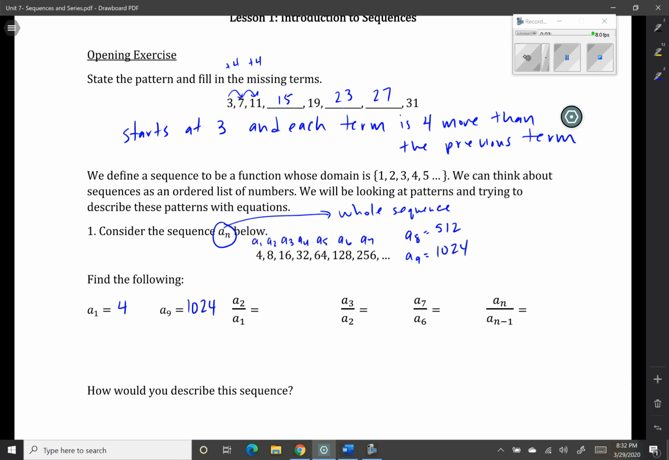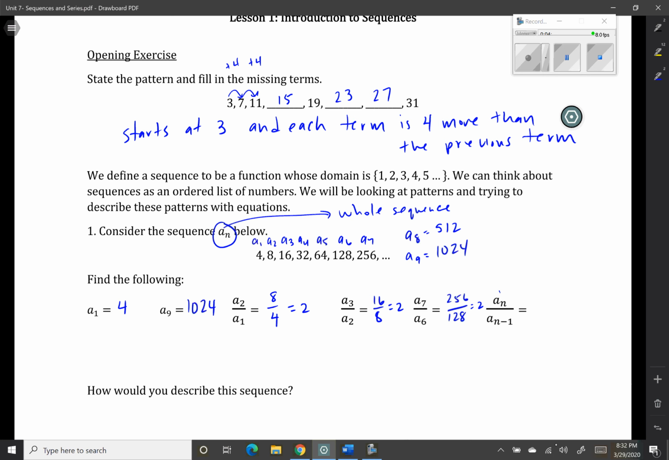Then it wants us to divide a bunch of terms here. So if I divide the second term by the first term, I get 2. If I divide the third term by the second term, I also get 2. If I divide the seventh term by the sixth term, I also get 2. So what we're seeing here is if you take any term and you divide it by the previous term, you're going to get the same common ratio of 2.